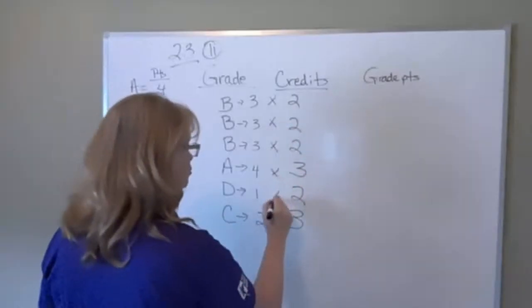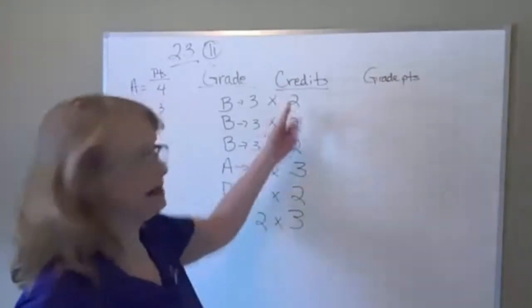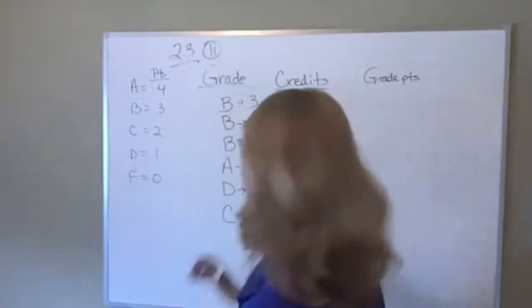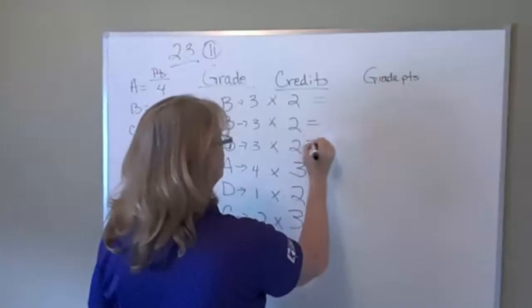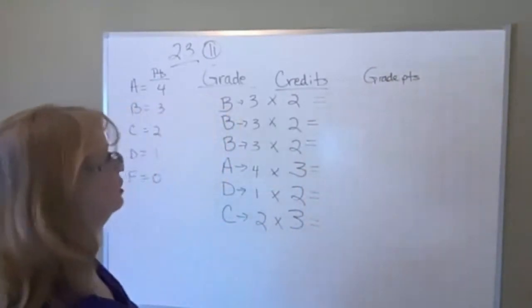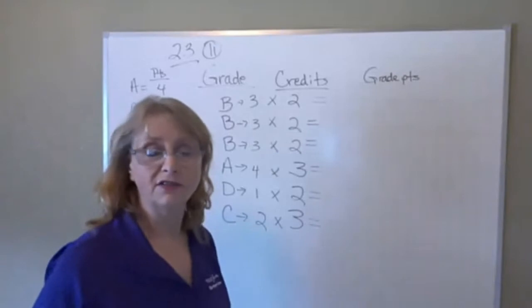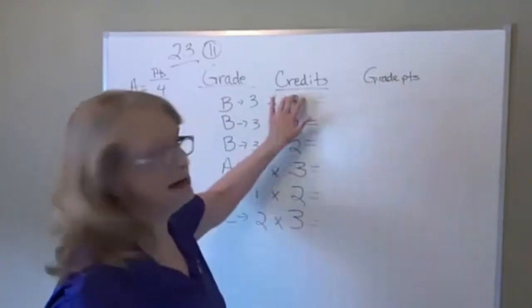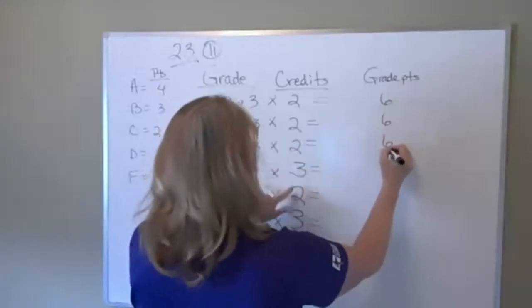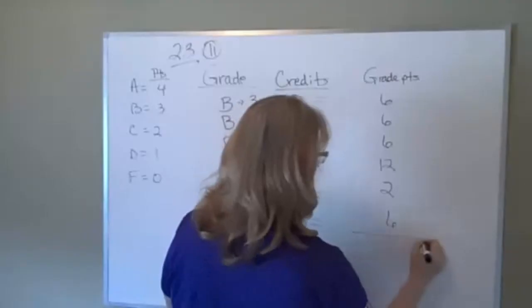And then you're going to multiply. So the answer to your question is no, you don't change this to percents, because these aren't percents, these are how many credits there are. Okay, so I am going to do that multiplication. So in that respect, it's kind of similar. What weights them differently on this is not the percentage, but the number of credits they're worth, which is just a number. So I'm going to get 6, 6, 6, 12, 2, and 6.